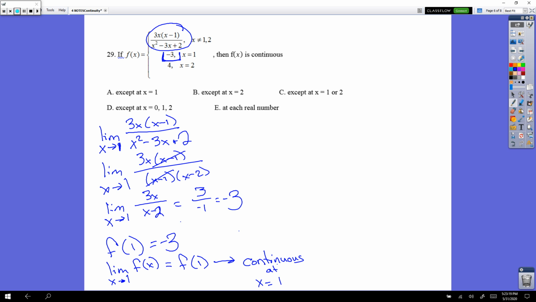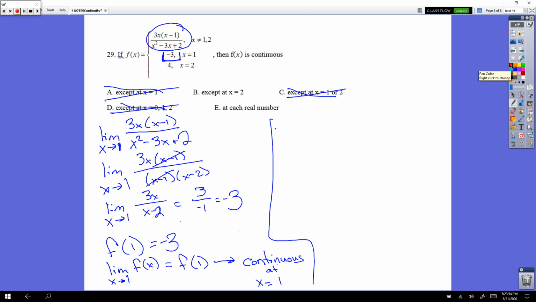All right. Now we have to check the same thing for x equals 2. We can go ahead and eliminate some answers here, though. It's asking if f(x) is continuous except at x equals 1. Well, we just saw that it is continuous at x equals 1, so it wouldn't be A. We don't know anything about 2 yet. C, except at x equals 1 or 2. Well, we know 1 works. Except at x equals 0, 1, and 2, but we know 1 works, so it can't be that. At each real number, well, we haven't tested 2 yet, so we're going to have to test 2 now.